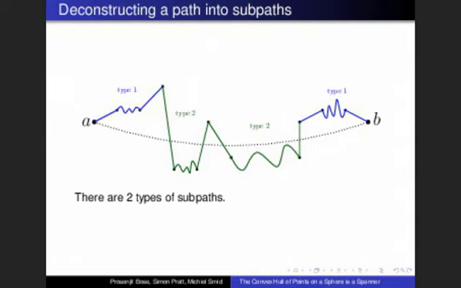And so he called these two types of paths one-sided paths and two-sided paths. And so this type 2 is a two-sided subpath because it starts on one side and it goes to the other side and then comes back.